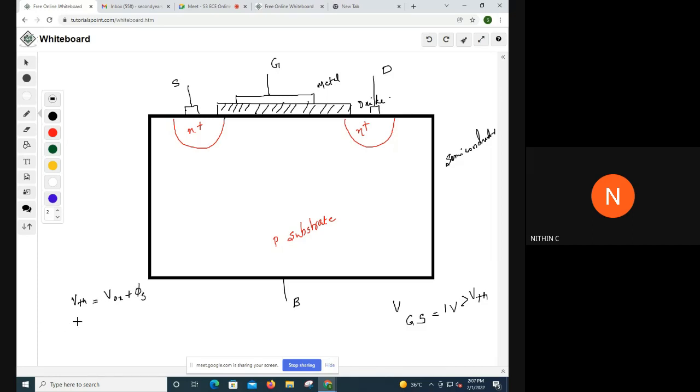Again, you can write that the oxide layer is acting as a capacitor. In the case of a capacitor, you know that Q is equal to CV. Or in our case you can write QD is equal to COX into VOX. Or you can write VOX is equal to QD by COX.